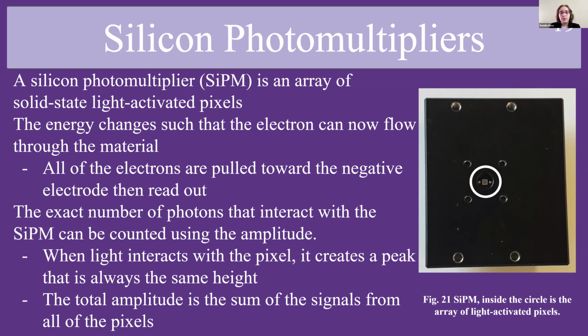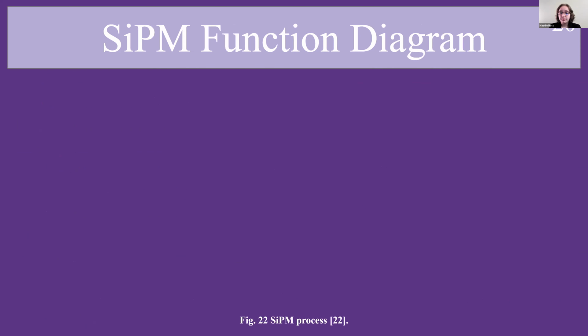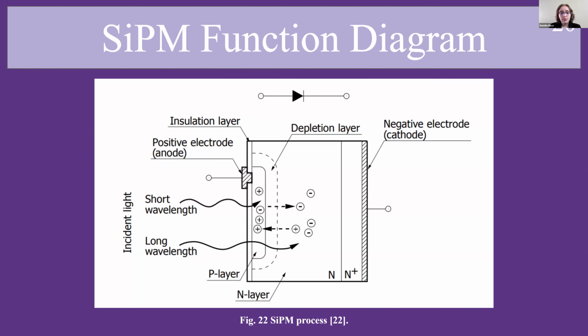Light will only interact with one pixel at a time, and when a pixel is activated, it will send a signal that causes the energy to change. More specifically, when a photon hits the pixel array, an electron and an electron hole pair will move through the SiPM. The electron will separate from the electron hole and be pushed through the SiPM toward the negative electrode. As the electron moves to the right of Figure 22, it releases more and more electrons. Once it reaches the negative electrode, the signal is read out and a pulse occurs.